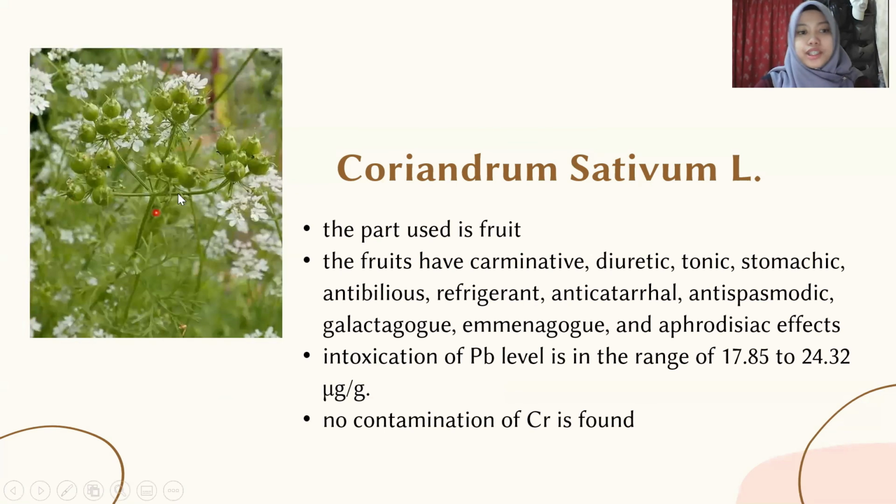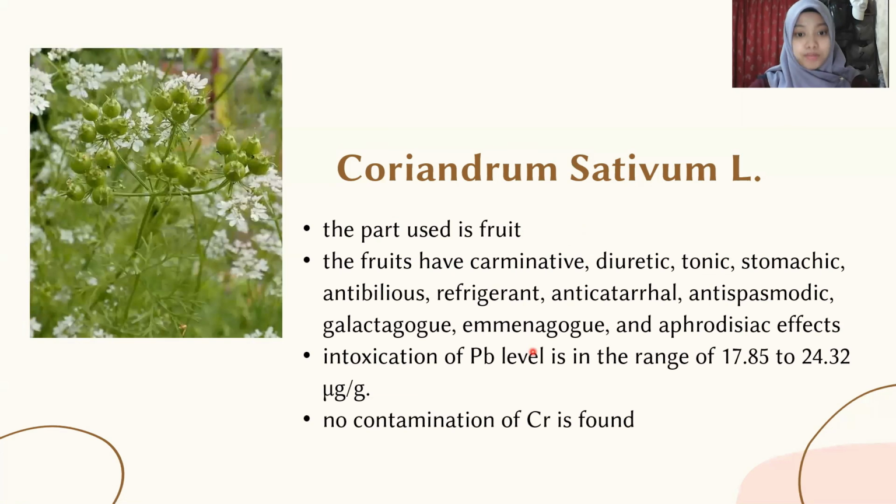Okay, the picture shown here is the species for the C. sativum. The green one here shows the fruit part of the C. sativum. The part used for medicinal purposes is the fruit, and the C. sativum fruit is quite useful for human consumption in treating health problems because the fruit parts have carminative, diuretic, tonic, and other properties.